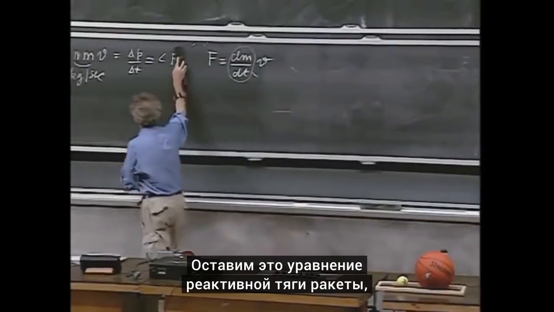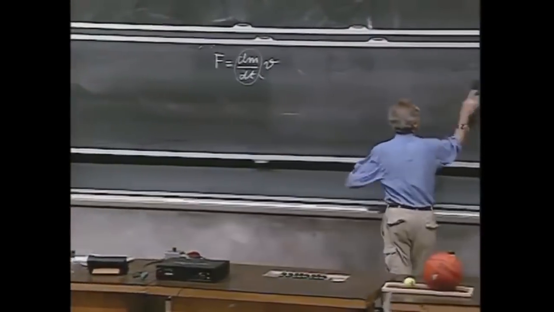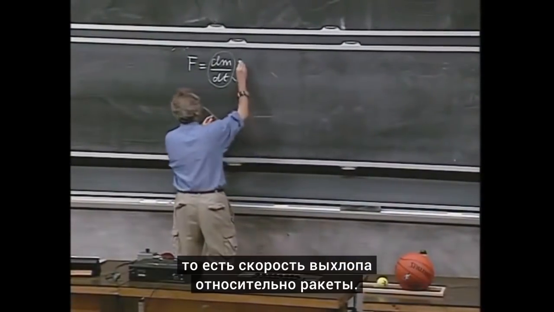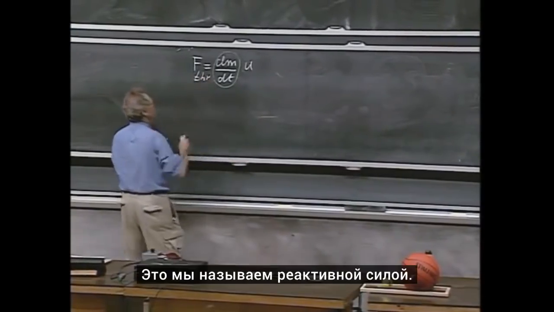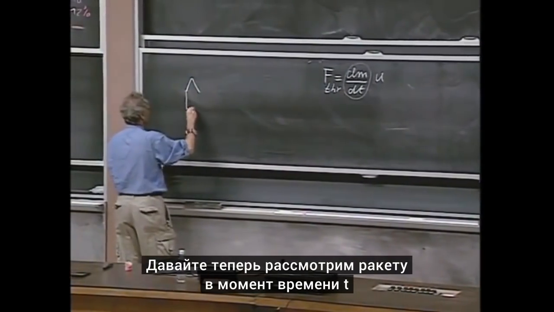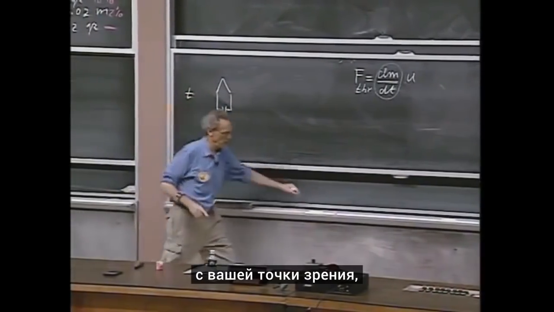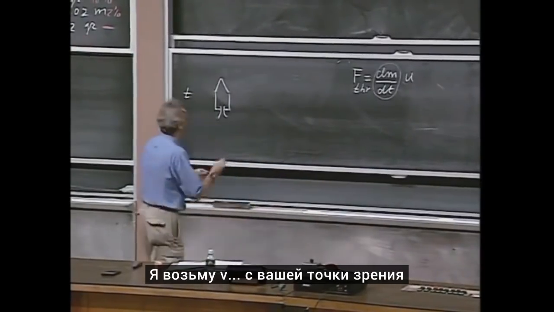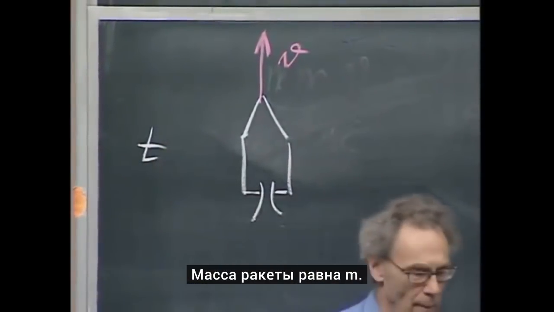Let's keep that equation, which is the thrust of the rocket, except that in the case of a rocket, we would call this u, which is the speed of the exhaust relative to the rocket, and this is what we call the thrust. So let's now take a rocket which at time t, as seen from your frame of reference, where you are sitting, I use v's, it's your frame of reference, is going up with a velocity v. The mass of the rocket is m.